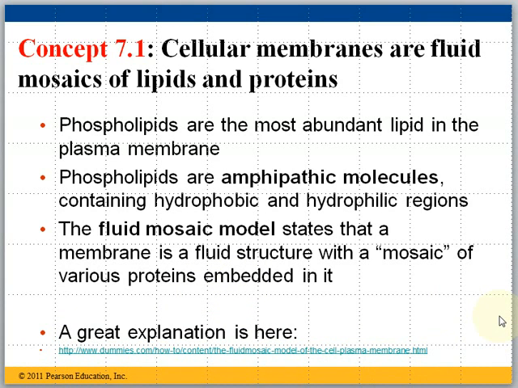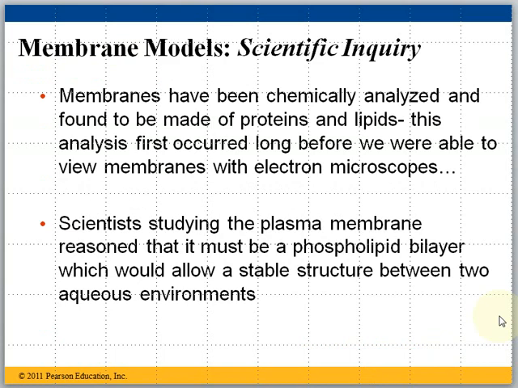You can click there. Long before we had the ability to see the plasma membrane, long before we had the microscopes that had that ability to go down that small, scientists were doing various experiments with cells and cell parts, and they were chemically analyzing and trying to figure out what this membrane was made up of. And they determined that it was made up of proteins and lipids, primarily lipids, but they weren't sure exactly how it was composed or how it was put together.